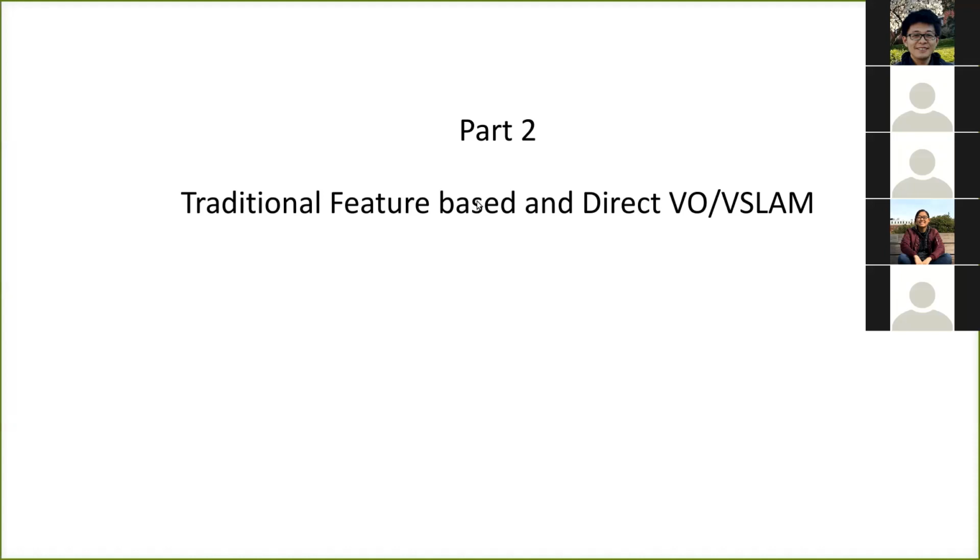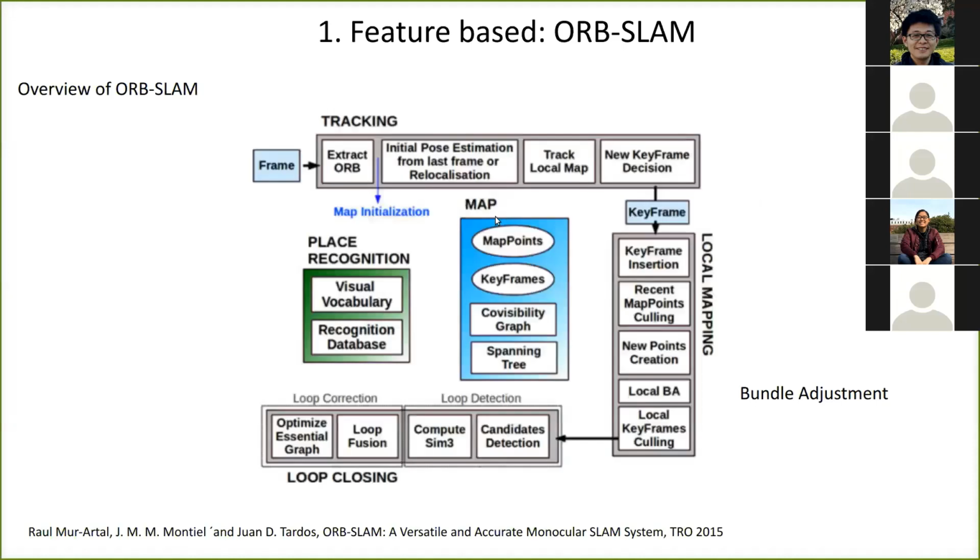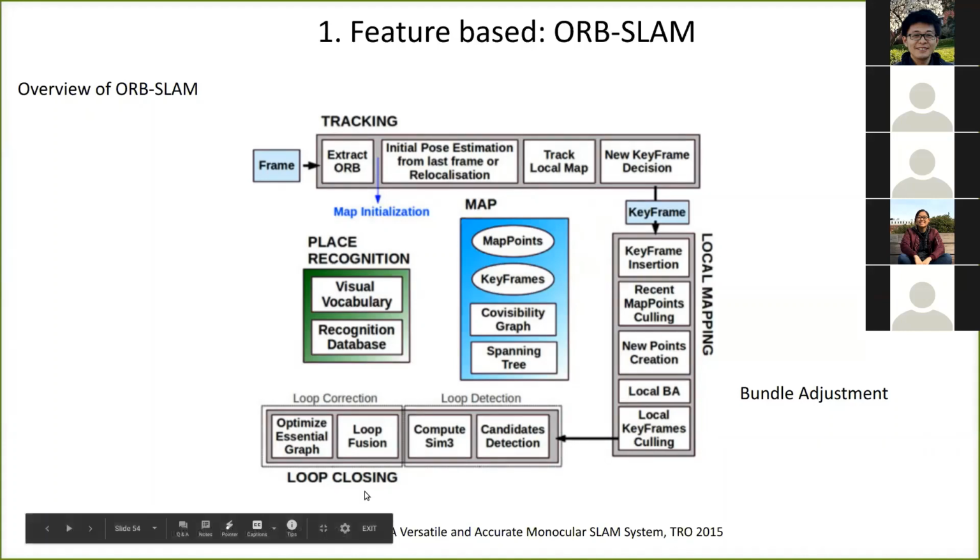So next we'll briefly talk about some of the traditional feature-based and direct visual odometry methods. The first one is ORB-SLAM. ORB-SLAM is perhaps one of the most famous feature-based visual odometry, visual SLAM algorithms up to now. The overview of ORB-SLAM is shown in this figure. ORB-SLAM has 3 threads: tracking, mapping, and loop closing.